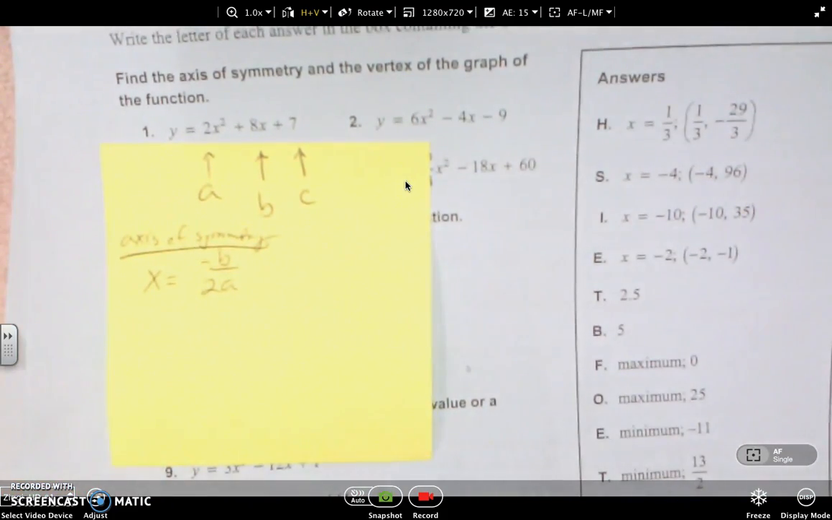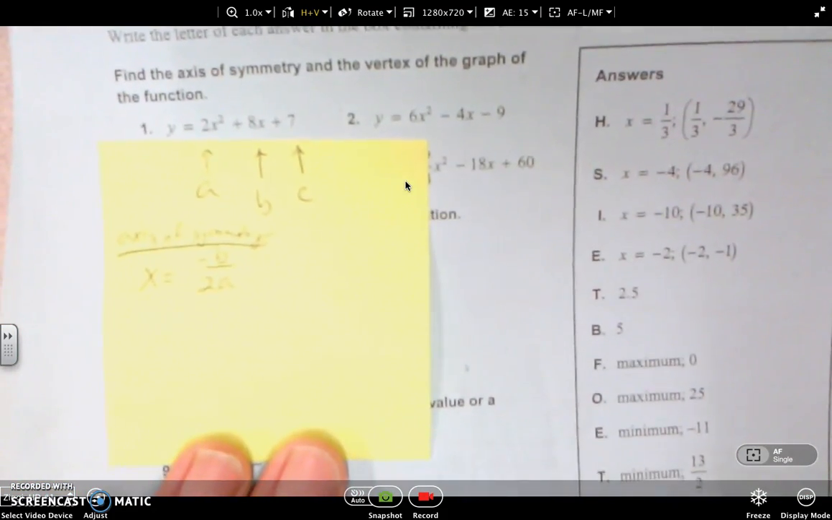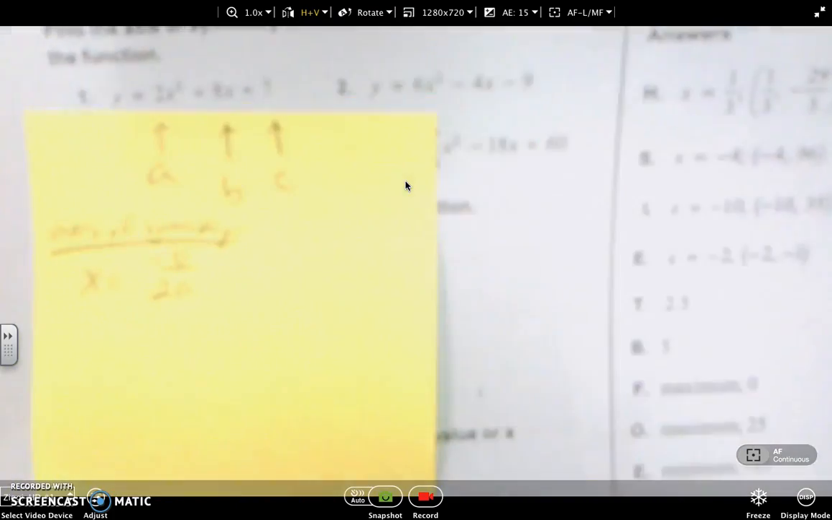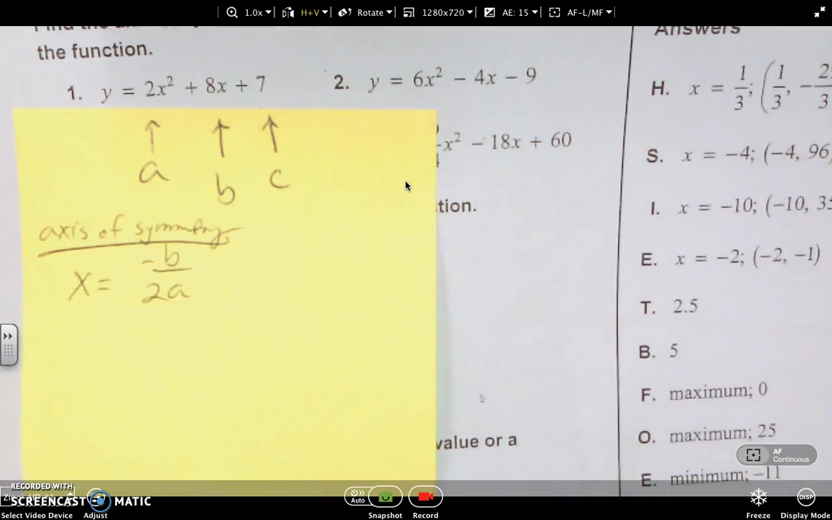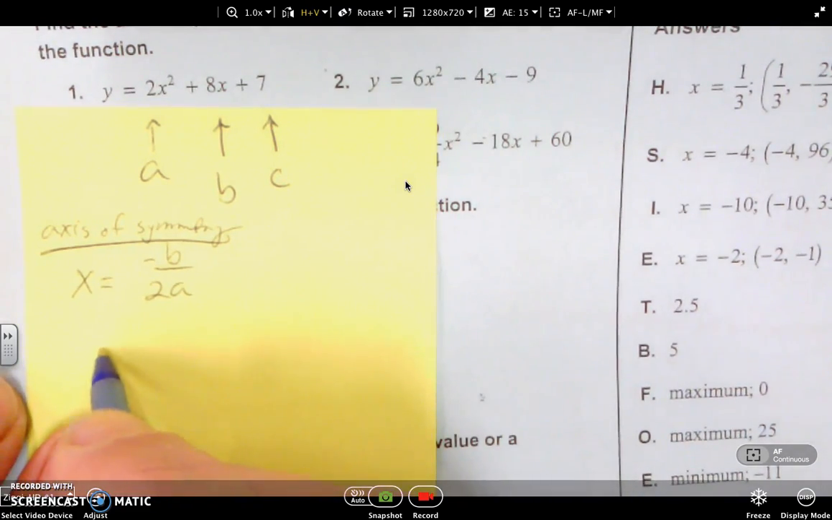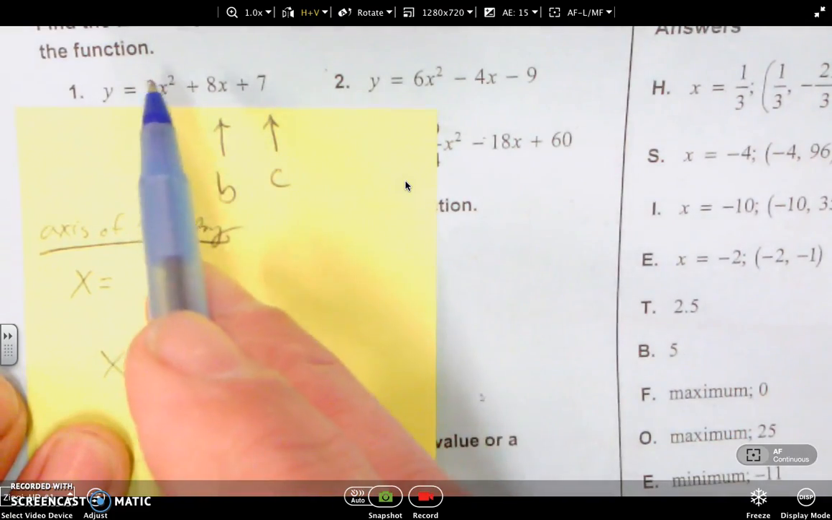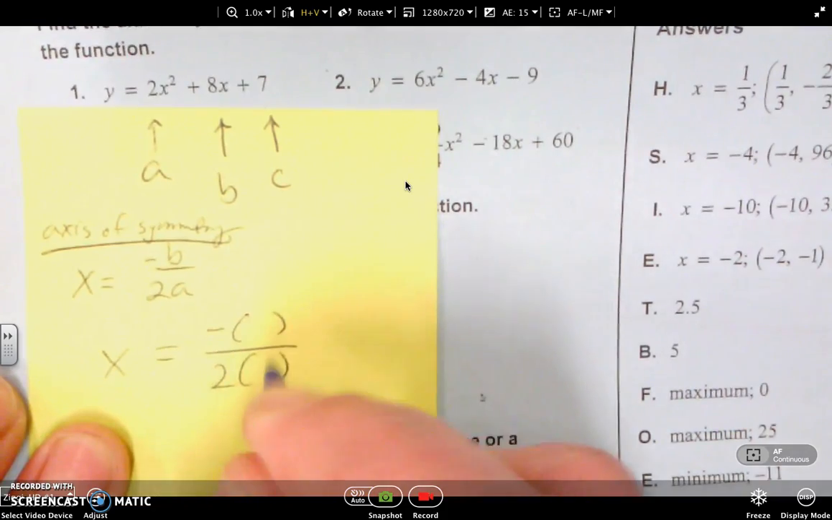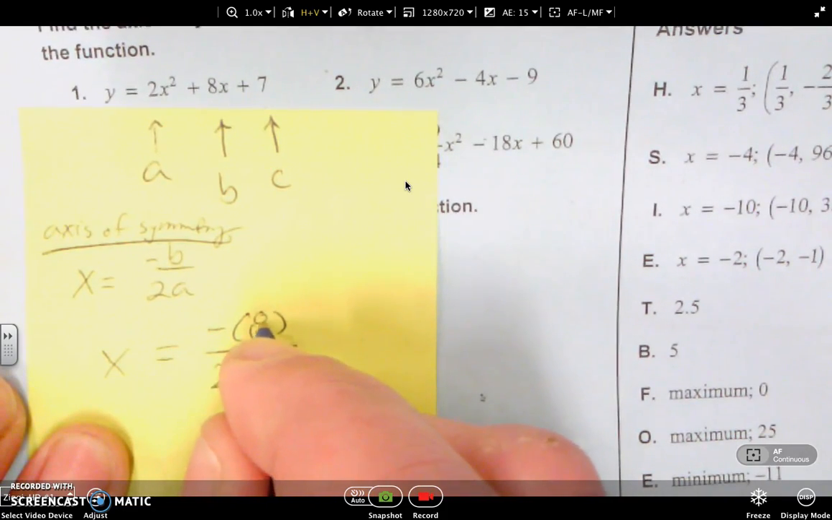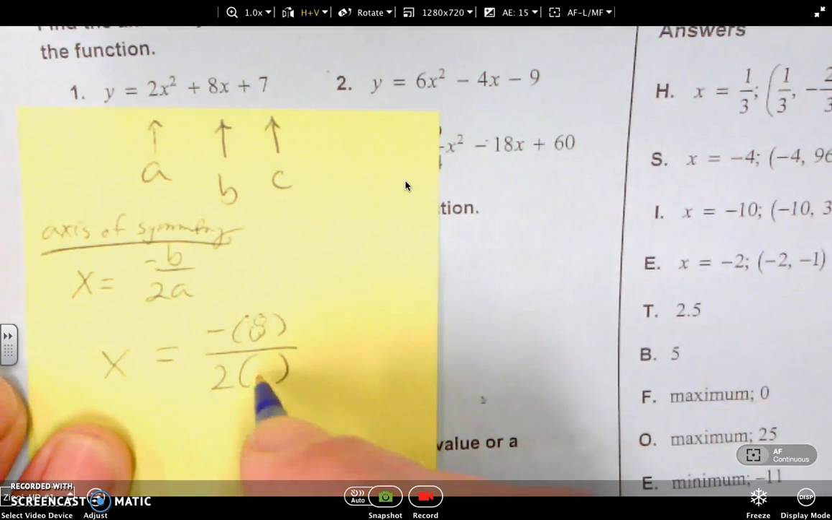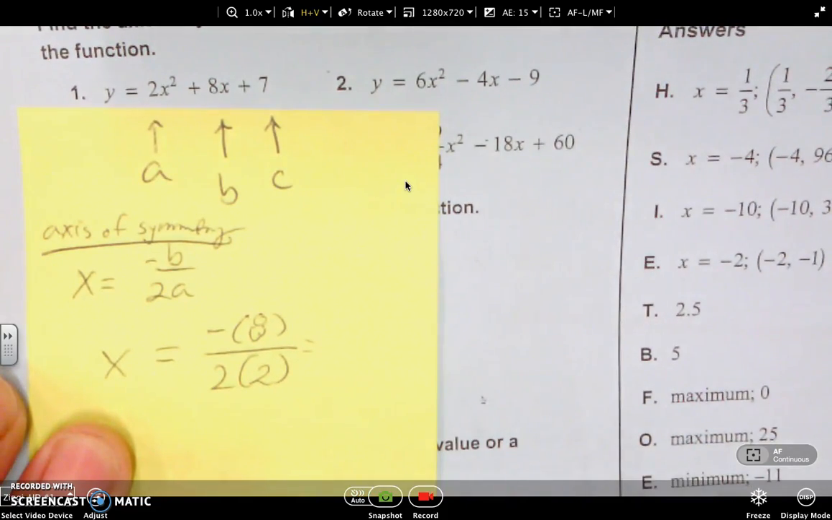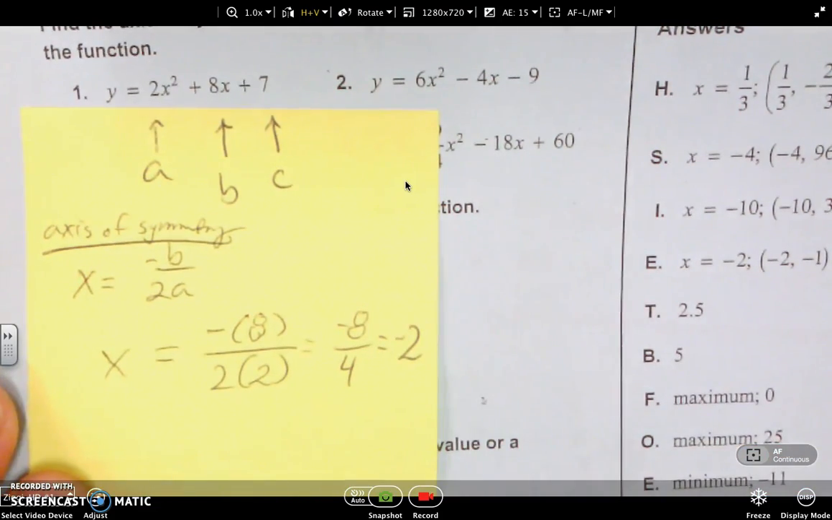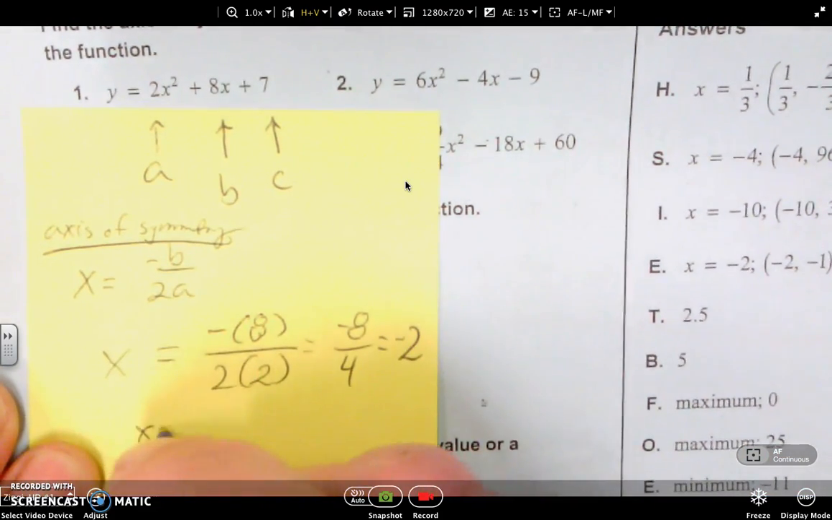Okay, so your axis of symmetry, let's see if we can get that a little more clear. There's your negative b over 2a. All we need to do is take those values, 2 and 8. So negative b over 2a. b was 8, and a was 2. If you simplify that, you get negative 8 over 4, which is negative 2. So that's your axis of symmetry: x equals negative 2.